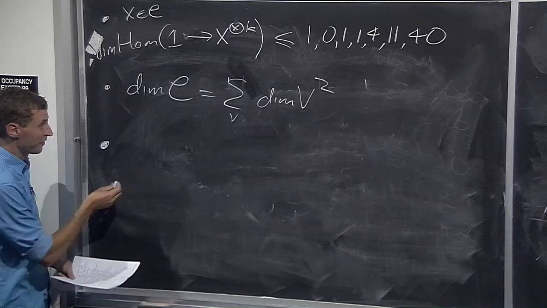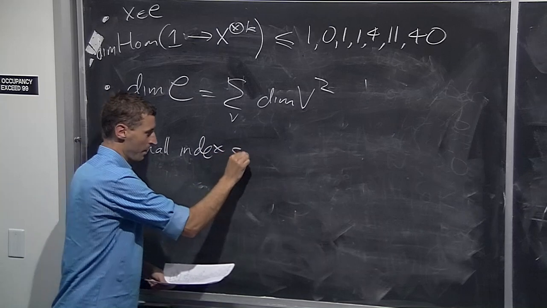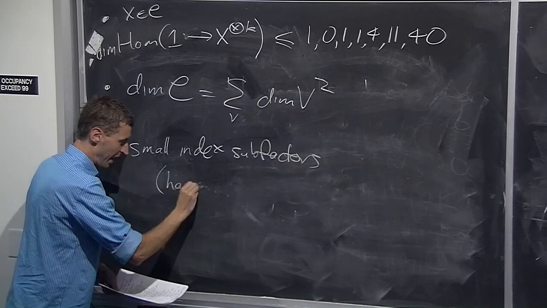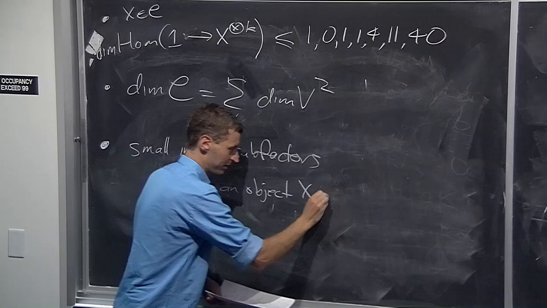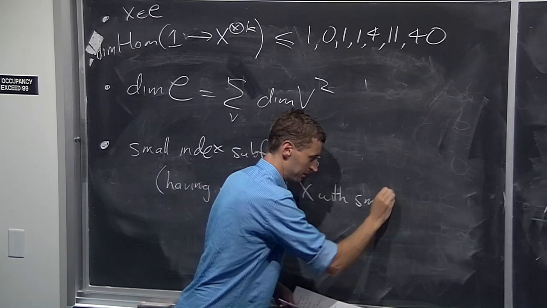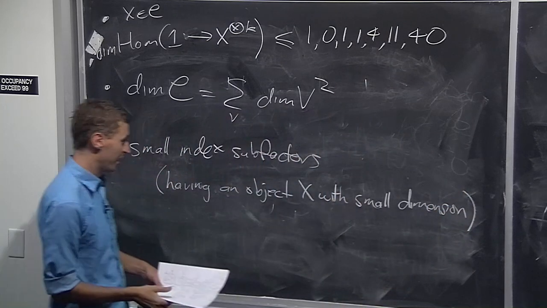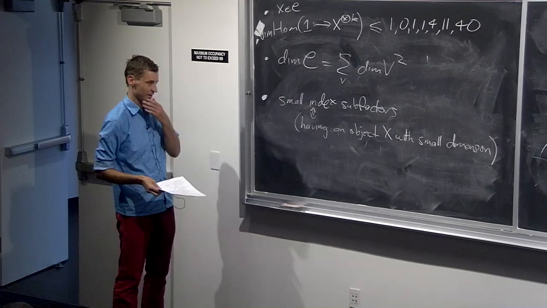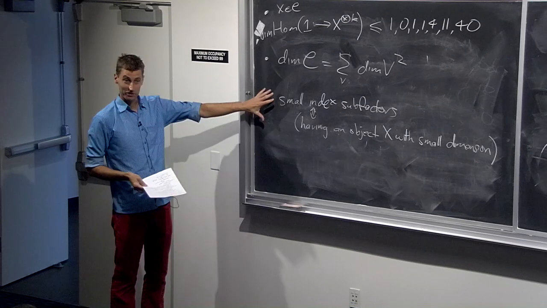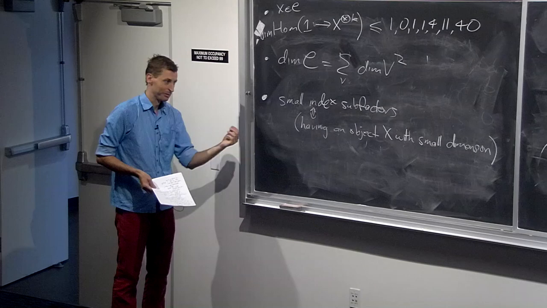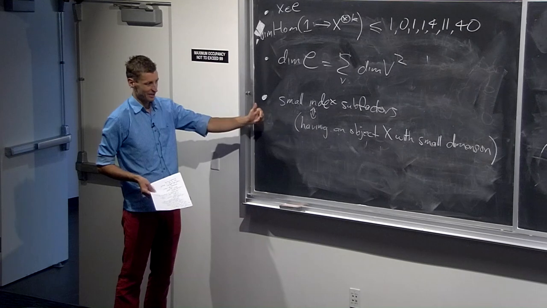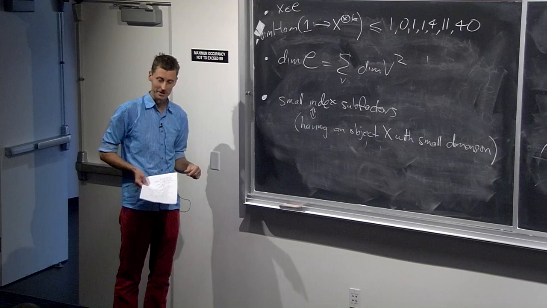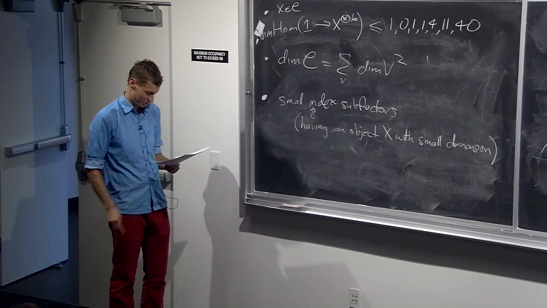And then finally, there's small index subfactors, which, although it's not obvious from what I've said so far, is pretty much the same as having an object X with small dimension. There's a little bit to the story there, but these are very close to asking the same question. This is what will be the remainder of the talk, where I'm going to tell you what we know about small index subfactors. But you're meant to be thinking that it's answering the question: what do we know about fusion categories having an object with a very small quantum dimension, where very small means barely bigger than 2, just 2 plus epsilon.